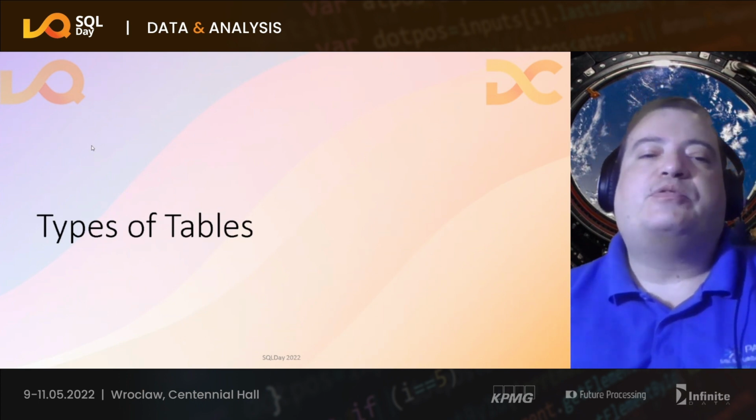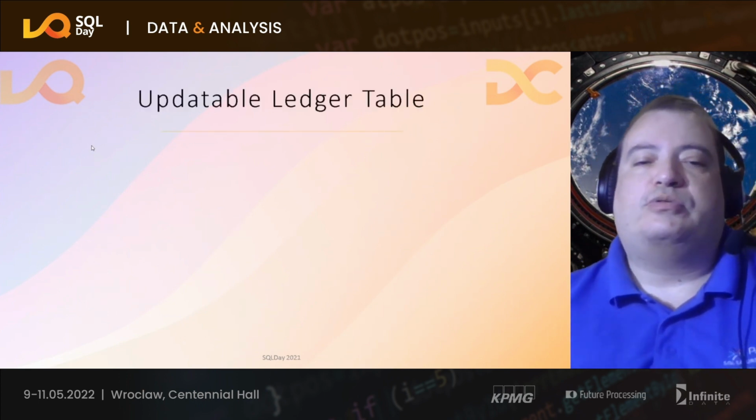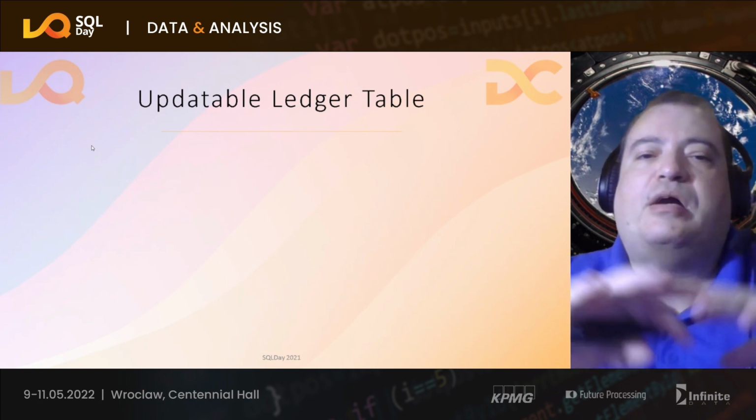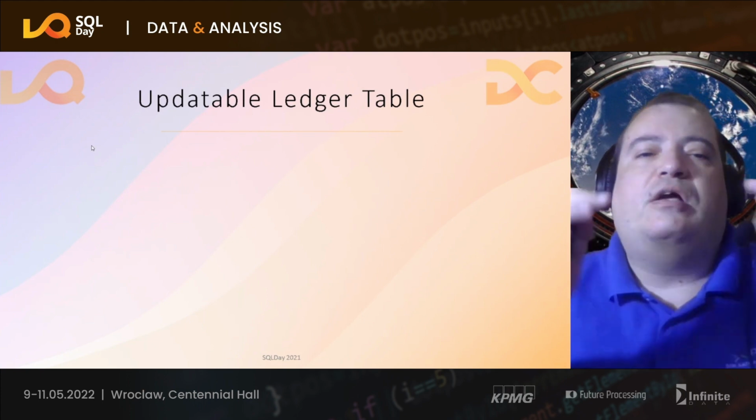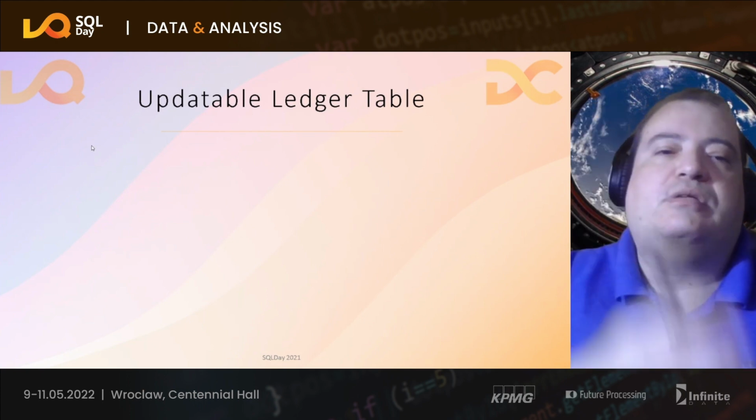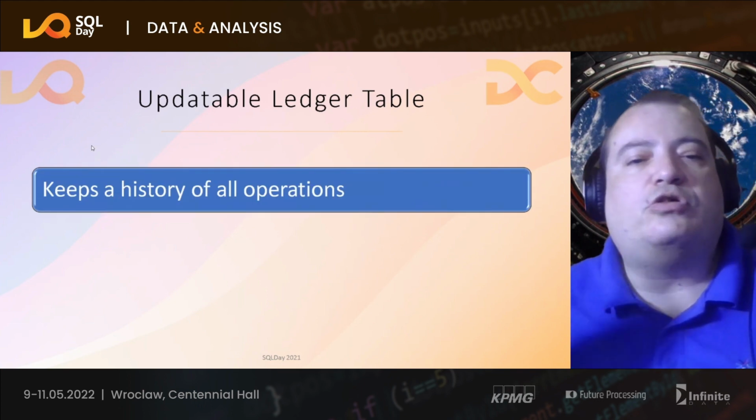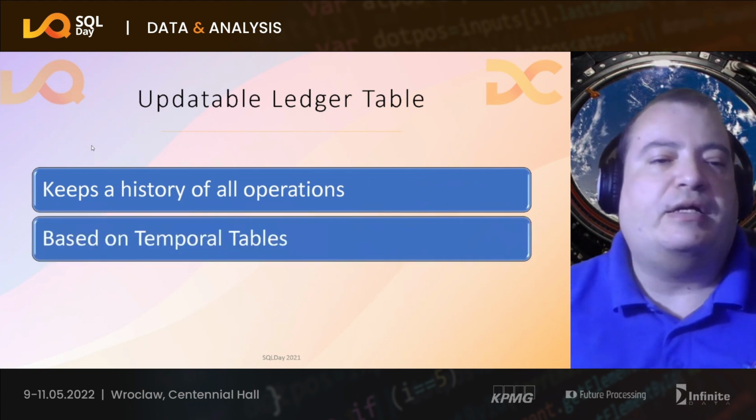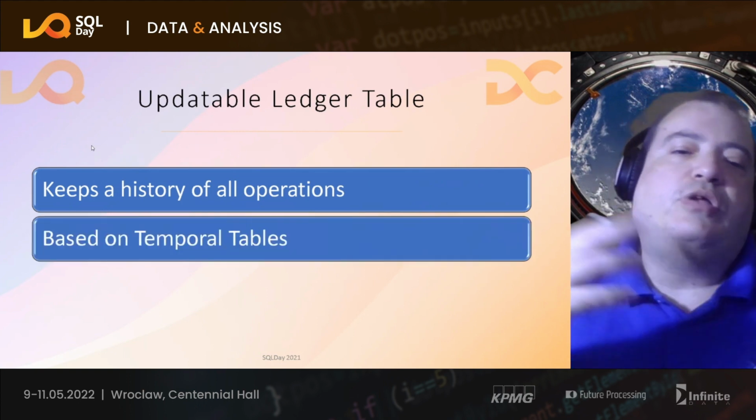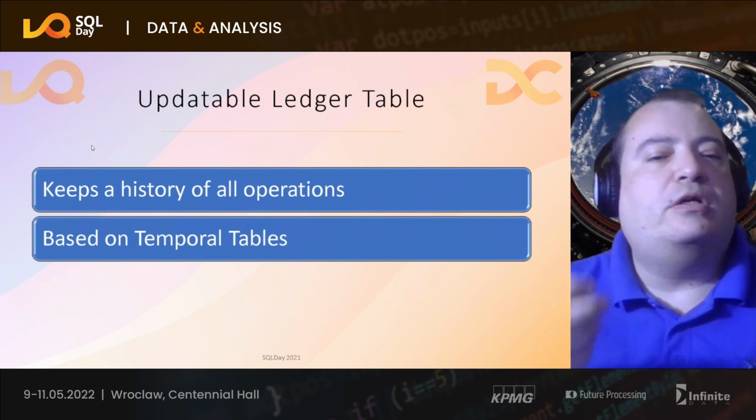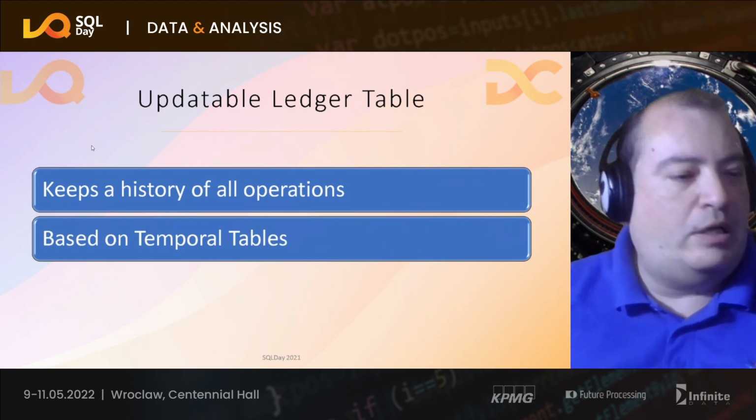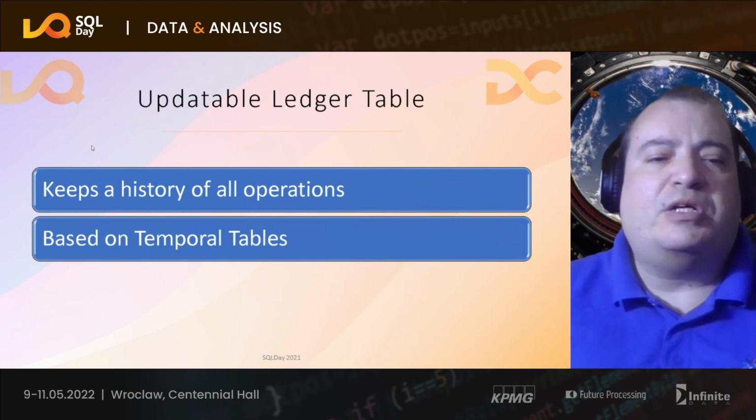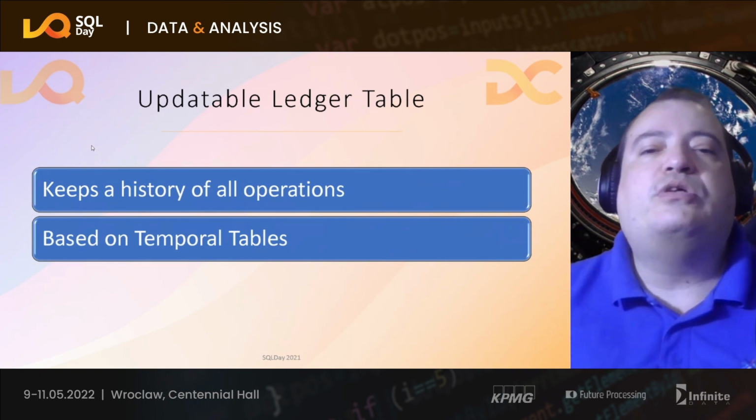So, types of ledger tables. Updatable ledger table. The name tells everything. The name is telling us this table accepts updates. So it keeps a history of the operations that we are executing, based on temporal tables. You may have heard about temporal tables. I will not dig so deep about this, but please send me questions later and we continue the conversation about this.